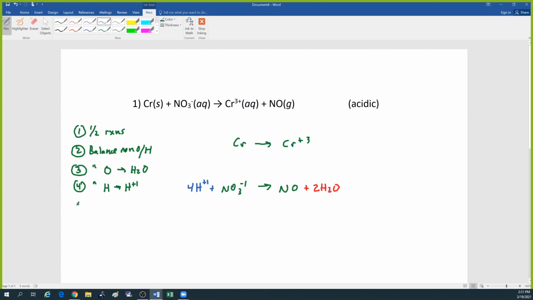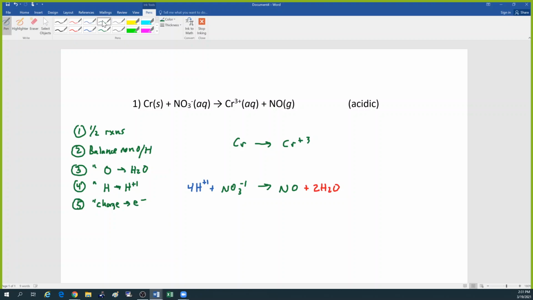And then the last major step of the half reactions is that we balance the charge using electrons. This is the first place where people really start to make simple mistakes, so you've got to be careful here.